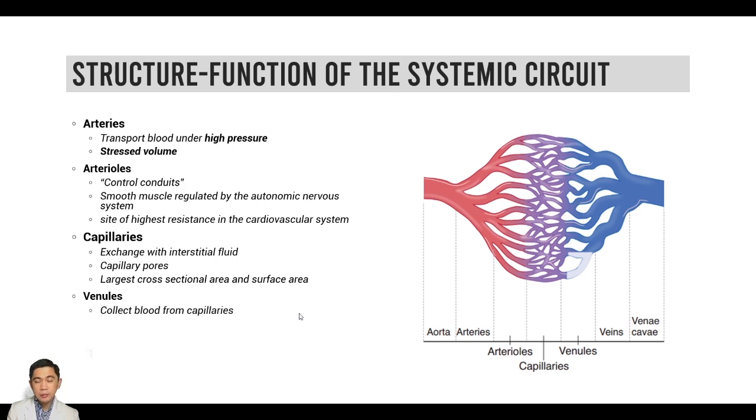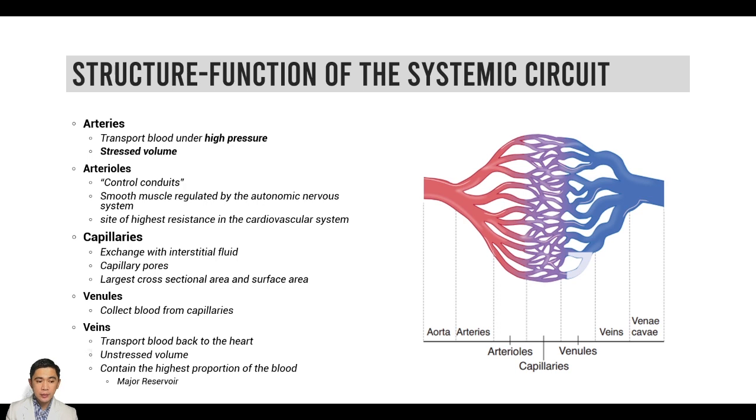Venules collect blood from the capillaries, and veins transport this blood back to the heart. Since the veins don't have much pressure because they are way farther from the heart, it is of low pressure and thus it has unstressed volume. But veins contain the highest proportion of the blood in the body, as we will see later, and they are sometimes called the major reservoir of blood.